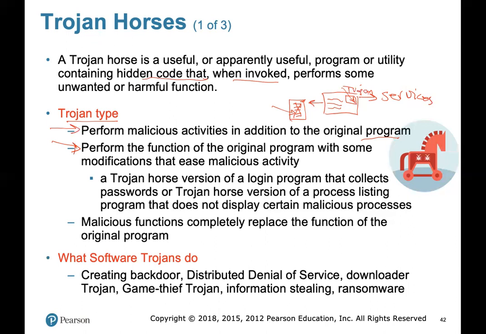Here is one example: a Trojan horse version of a login program that collects passwords, or a Trojan horse version of a process listing program. A listing program is, for example, whenever you open your disk drive, My Computer, or Finder in Mac, or you use the ls instruction in Linux, you see a list of files and directories.